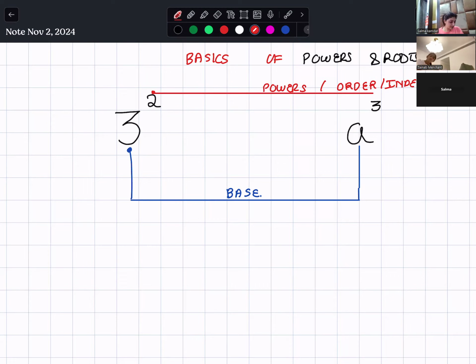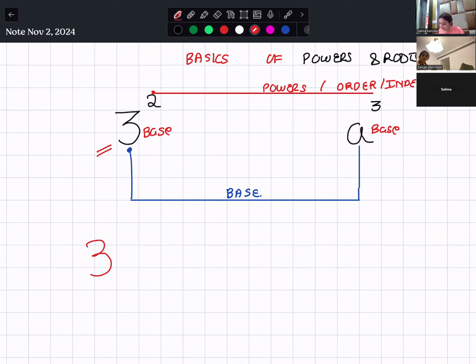Are you writing along with me? Okay. Don't worry about it. But when it is 3 raised to 2, or I would say A raised to 3, what is it called? 3 and A are the bases, and 2 and 3 are called the power, or the index. Okay. Are you with me?